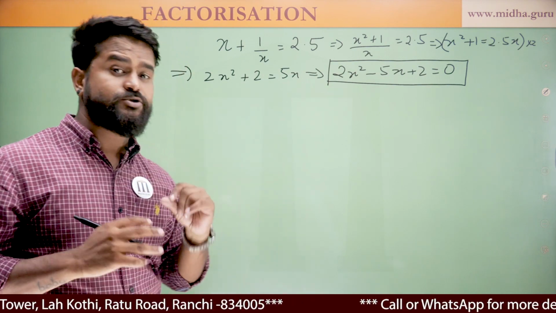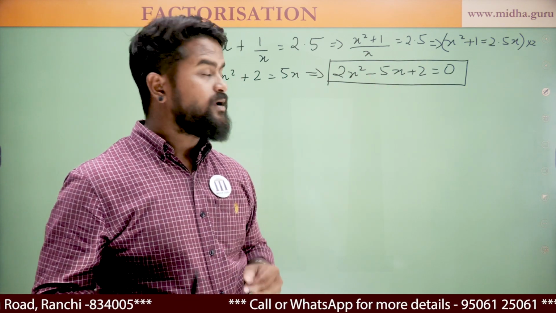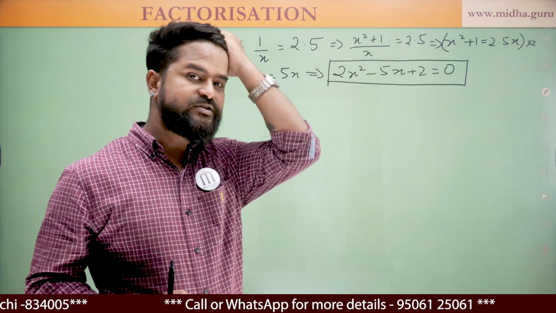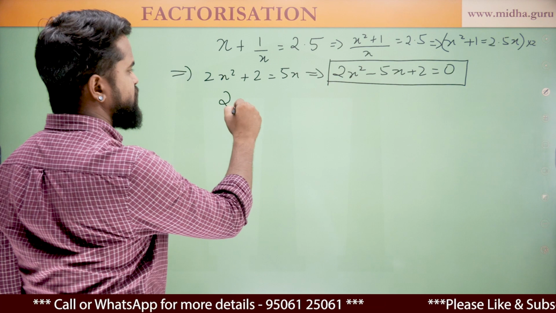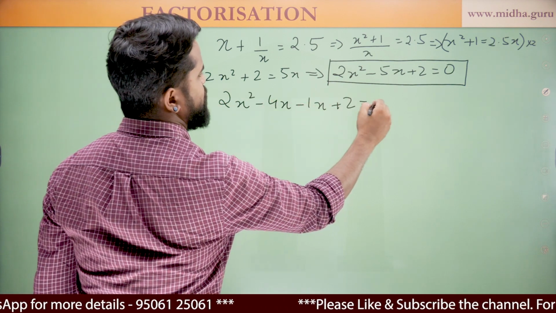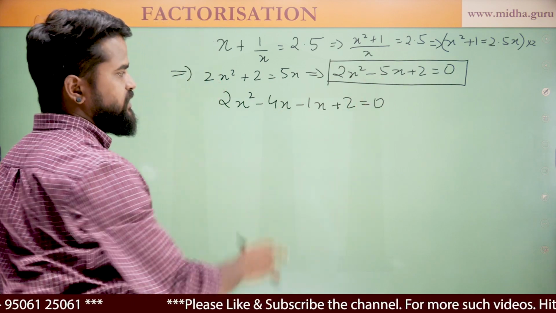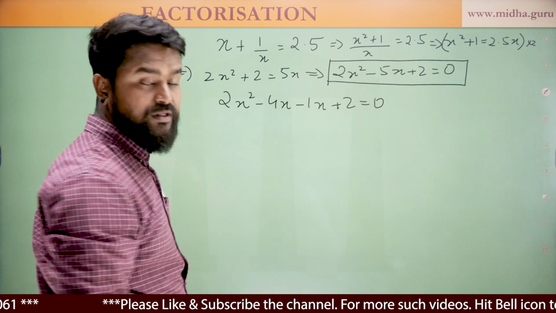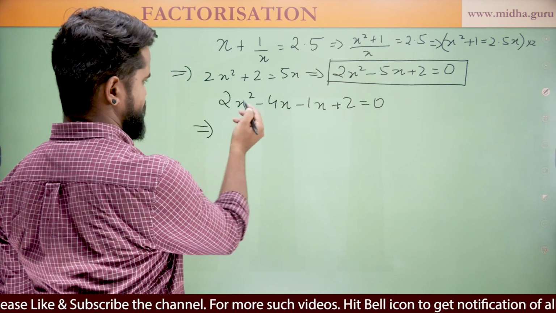So now I have to choose two numbers, as I said, such that their sum is equal to minus 5 and their product is equal to 2 into 2, which is 4, but a positive 4. Let us see what happens if I write this as 2x square minus 4x minus 1x plus 2. Now minus 4 and minus 1 will sum up to give minus 5, and when I multiply them, they will give us a into c, which is 4. So this might be the right factorization. Let us see what happens.